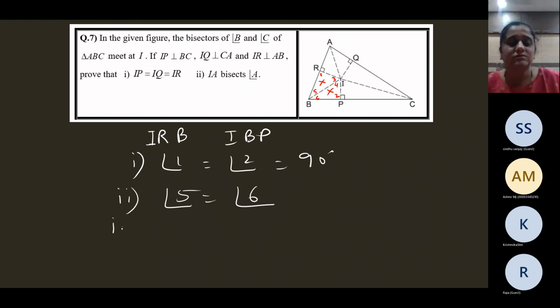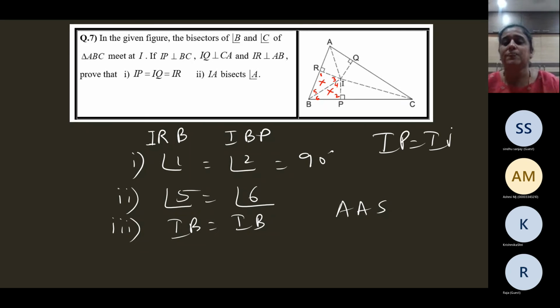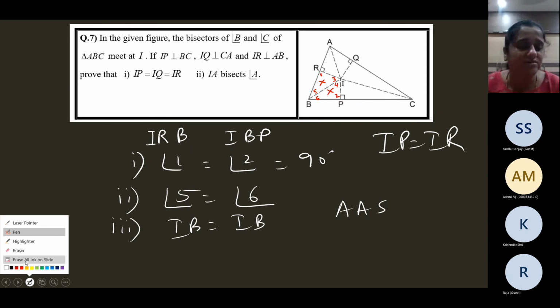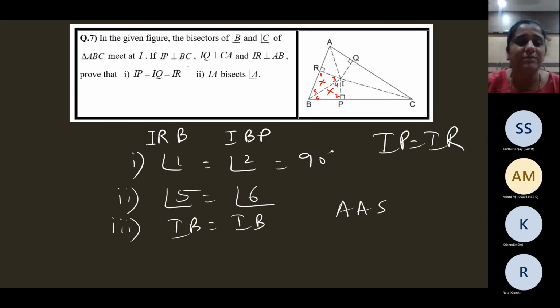Very good. Next. Then IB is equal to IB because it's a common side. So again, the same congruence rule: two angles and some other side. So AAS rule. Thank you, Raja. AAS congruence rule. The two triangles are congruent. CPCT, we have IP is equal to IR. Now we have successfully proved the first part, that is, IP is equal to IQ is equal to IR.